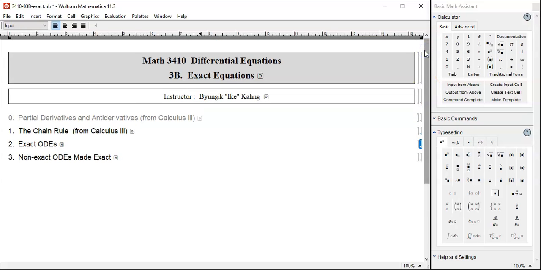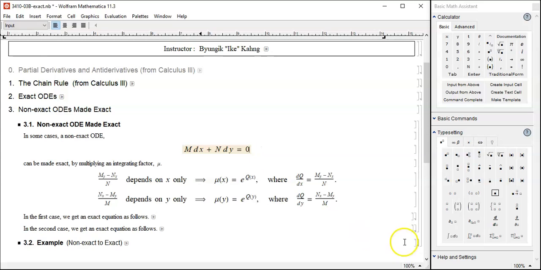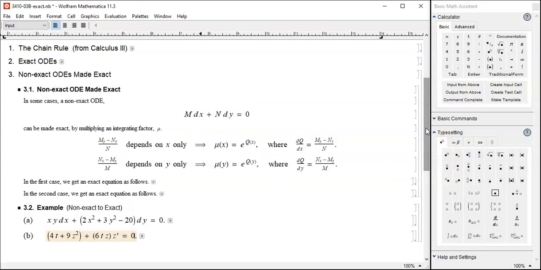Now we have some time for non-exact equations made exact. Sometimes we have some non-exact equations, as you see down here. We checked. We didn't check this one, but it'll turn out to be non-exact. In some cases, we can make them exact by multiplying by an appropriate integrating factor.